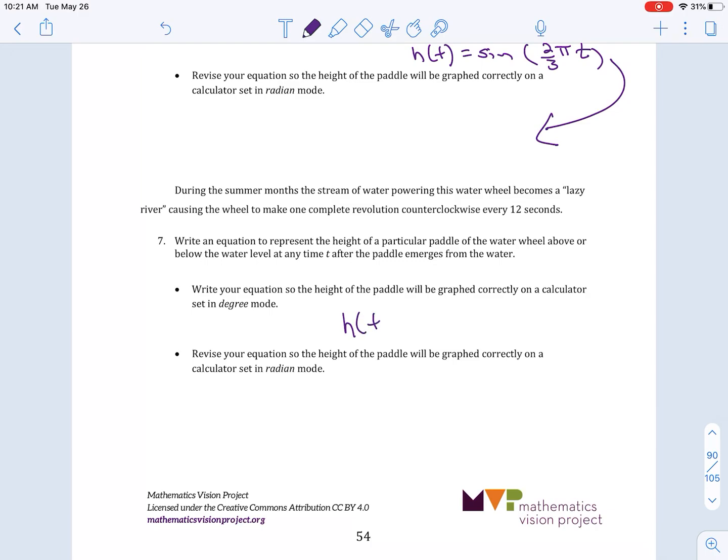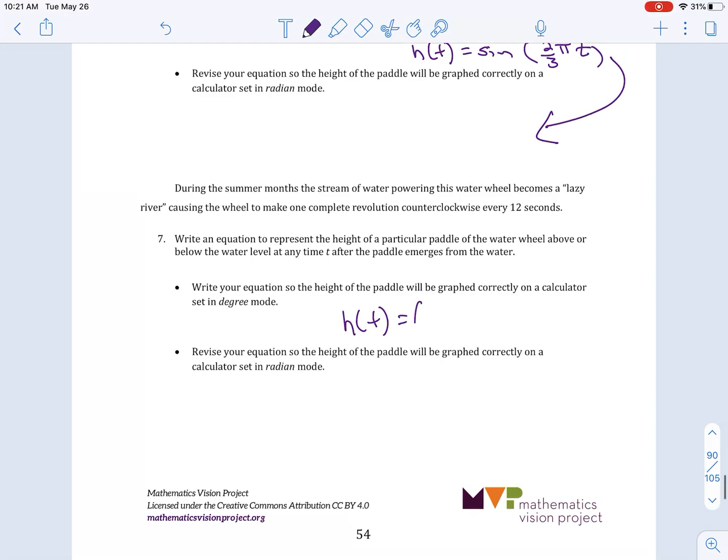So this one, h of t, is going to be equal to, well, how long for 1 second on this one? Well, you'd have to do 360 divided by 12, which would get you 30. So this one is 30 t. Okay, so that's how far it travels in 1 second. That's the key there, is finding the unit rate.